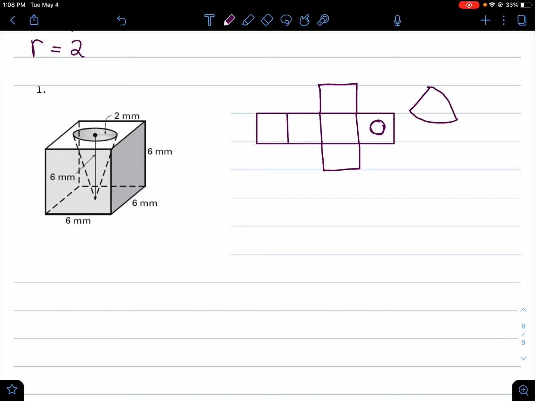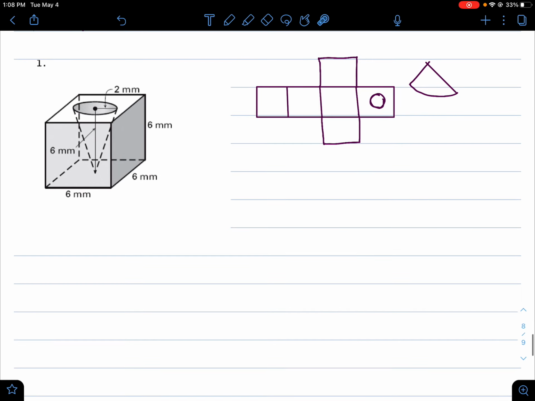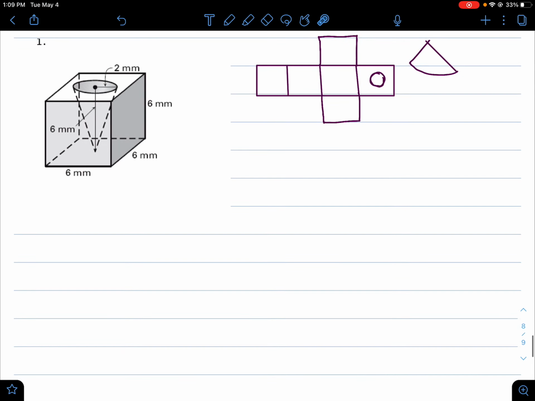If we were building this shape out of paper, we would have to cut this out separately and then tape it in that hole so that it made that interior and it made that cone. So this is what we're finding the surface area of. How do I put that into math? How do I put that into formulas? How do I calculate this total surface area?